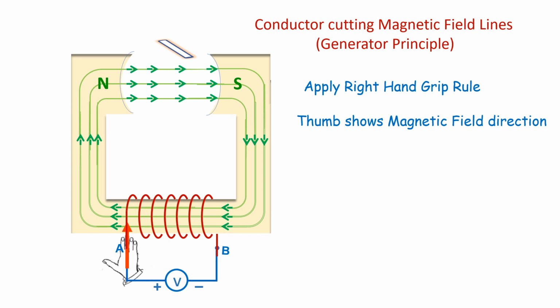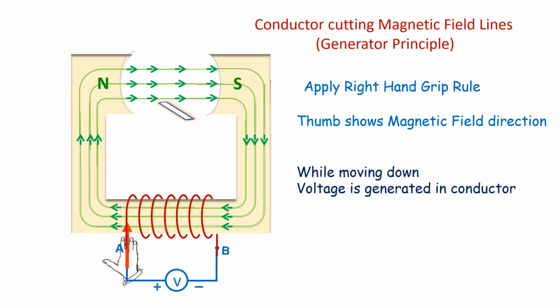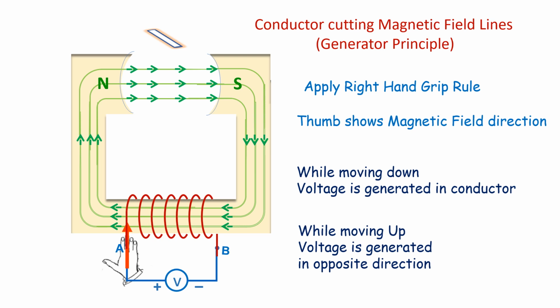Take a conductor and move it down. While moving down, voltage is generated in the conductor. Now take the conductor and move it upwards. While moving up, voltage is generated, but now in the opposite direction. This is the generator principle.